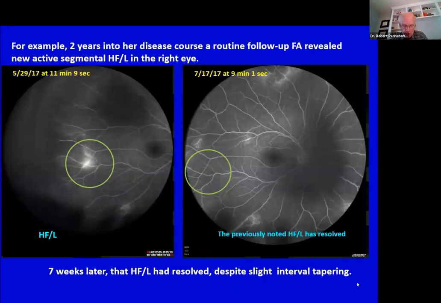For example, 2 years into the course of her disease, a routine follow-up FA on May 29, 17, revealed new active hyperfluorescence and leakage in the right eye, but 7 weeks later, in July, that hyperfluorescence and leakage had resolved despite slight interval tapering of her immunosuppression.